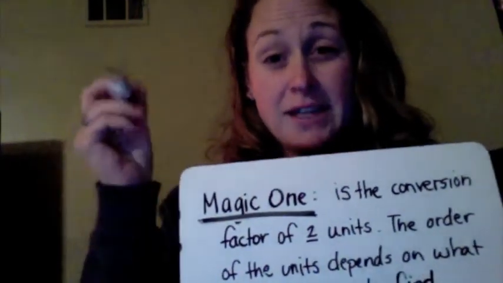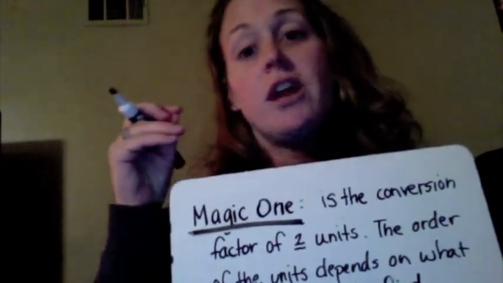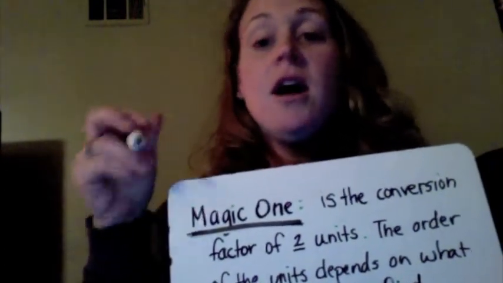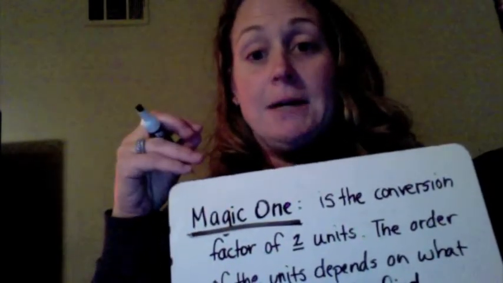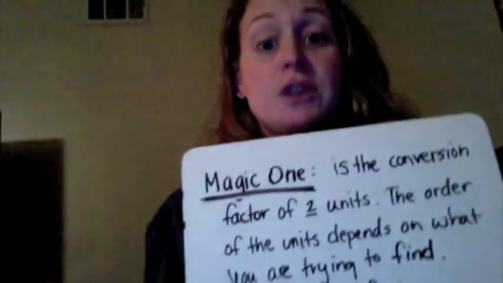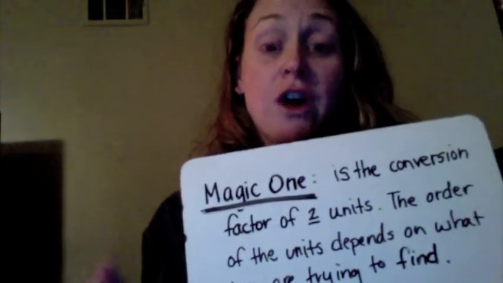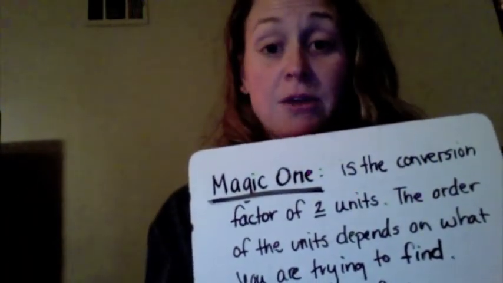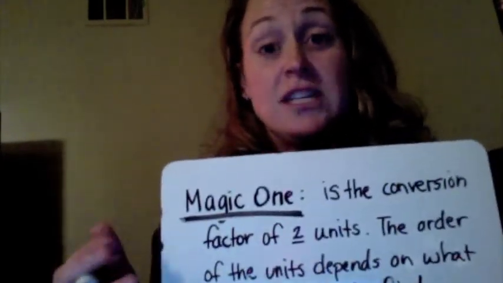It's what we've memorized in the sheet that you've gotten of all the different units, like how many inches are in a foot, how many cups are in a gallon, how many days are in a year, how many minutes are in an hour. So those units that you have to have memorized are called the conversion factor. And the Magic 1 is the conversion factor of those 2 units. The order of the units, what goes in the numerator and what goes in the denominator, depends on what you're trying to find.